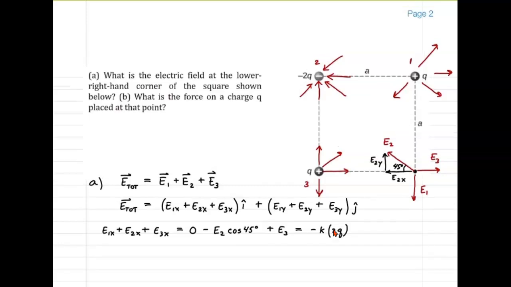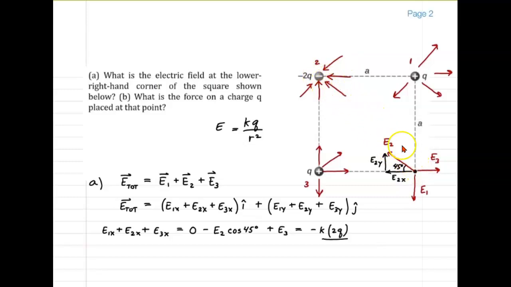So that's the formula. Remember the formula for Coulomb's law is KQ over R squared. That's the Coulomb field for a point charge. And we're going to put K here, the charge of Q2, and then the distance from the second charge all the way to that corner. Now, what is this distance? We're talking this distance here to here.